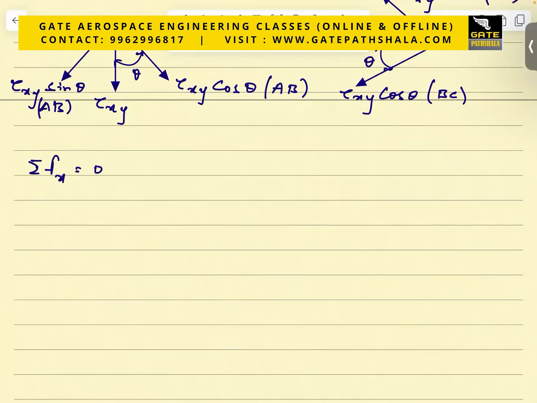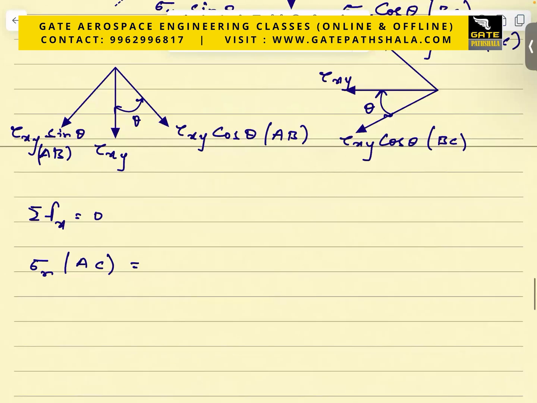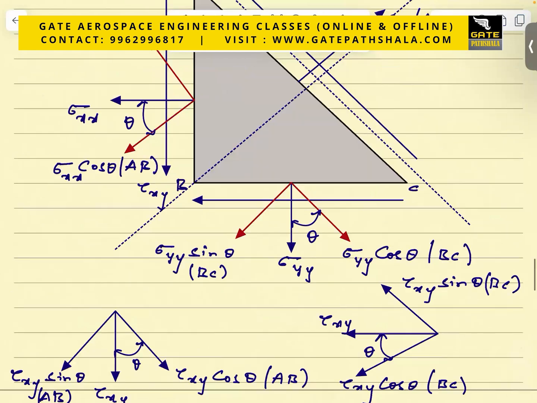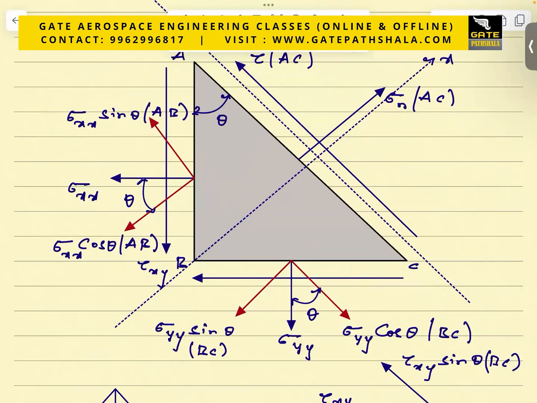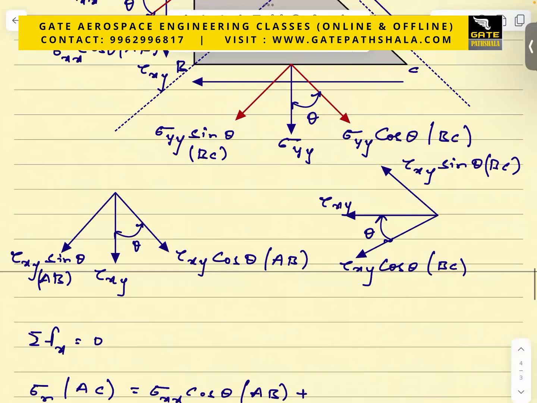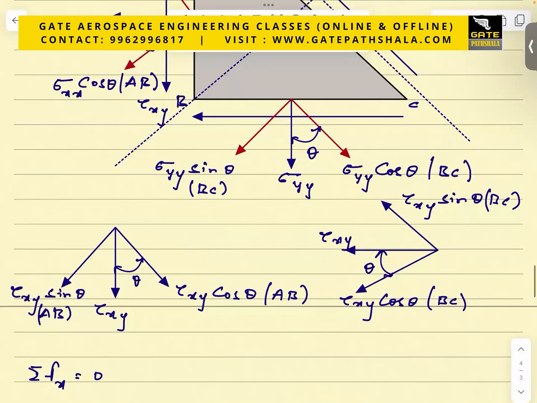Now go ahead. What is the first one? Sigma n AC. Correct. So I will write directly that is equal to, because all the stresses are in the opposite direction of that coordinate system. The next one I'll take this plane first. That is sigma xx cos theta into A.